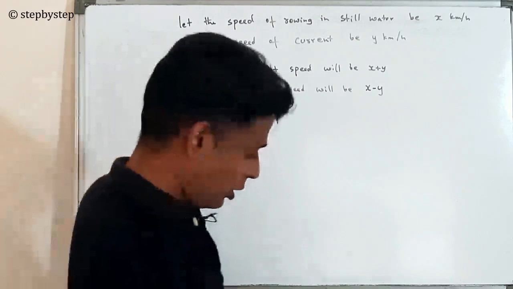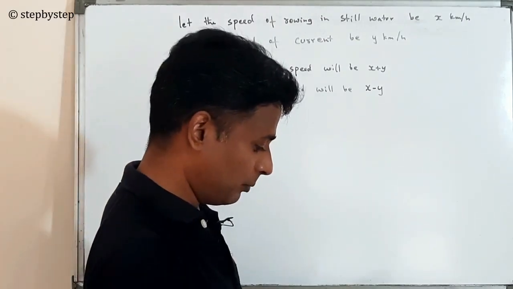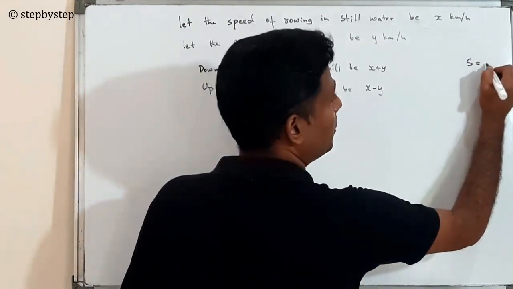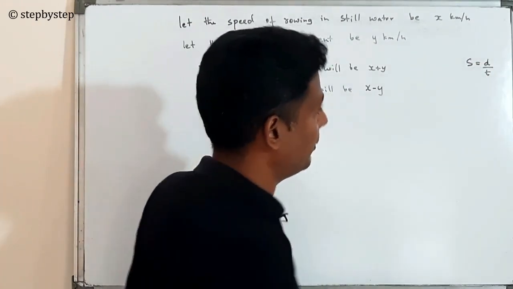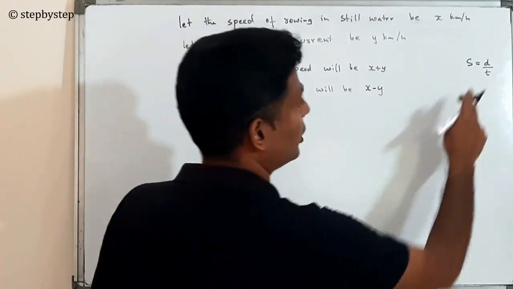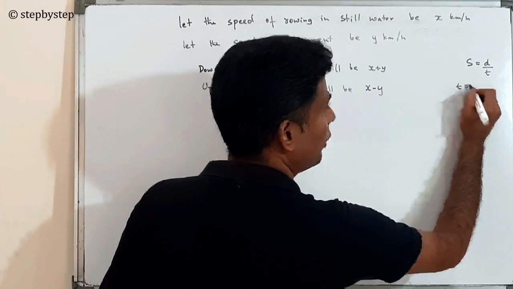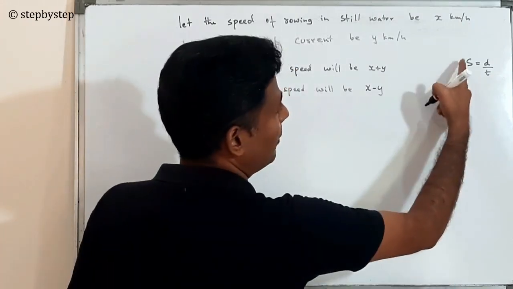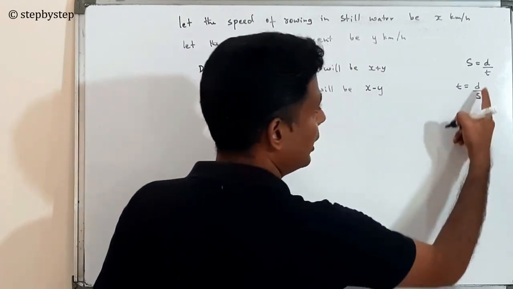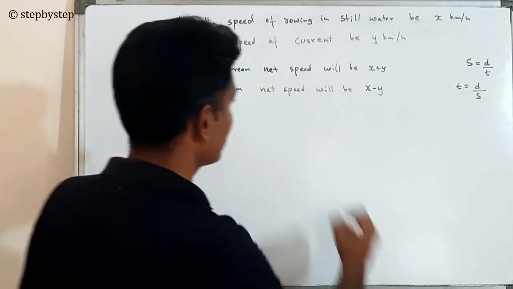Now they have told us Ritu can row downstream 20 kilometers in 2 hours. This is a speed problem. Speed is equal to distance by time. What have they told? 20 kilometers in 2 hours, so they have given us a time. So what formula will you use? I take time this side, speed this side, so we'll use t is equal to distance by speed.